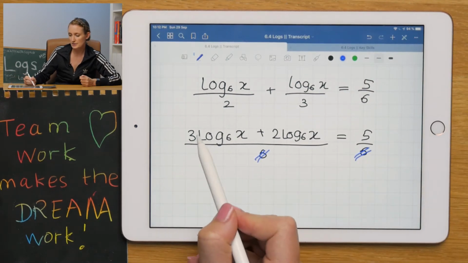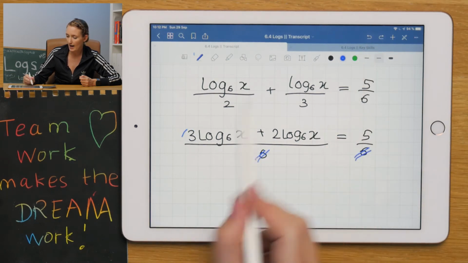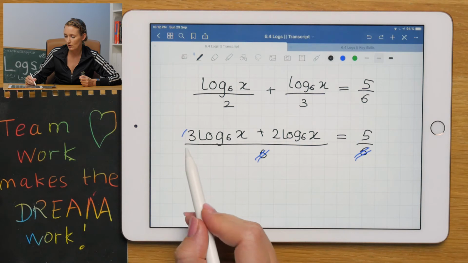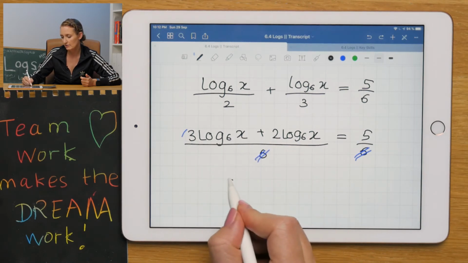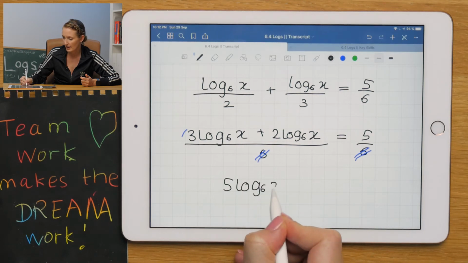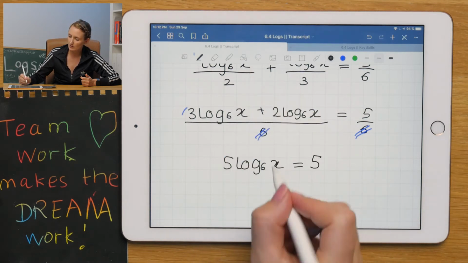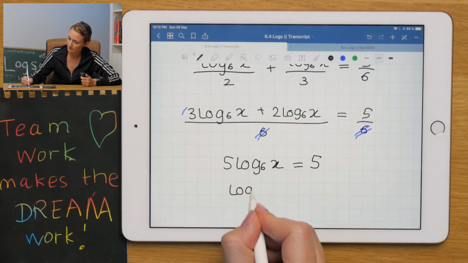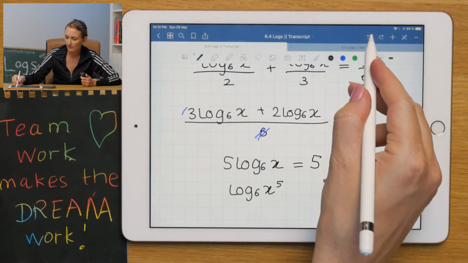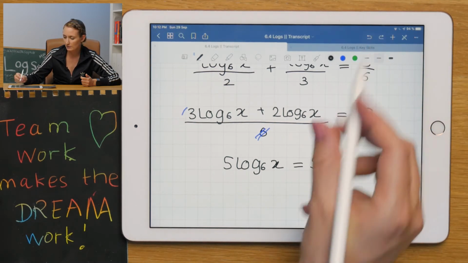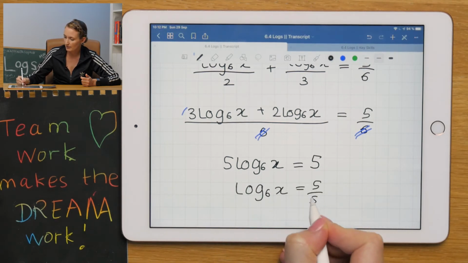You can actually now cancel off the 6's from both sides. There's two different ways to do this. You can take the 3's and put them up as powers, or you can add these two together because they're like terms. So 3 log 6x plus 2 log 6x is 5 log 6x, which is equal to 5. So now you could either put the 5 up here like this, or you can divide both sides by 5.